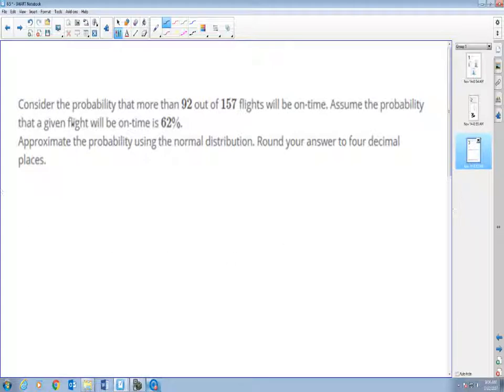Alright, let's consider the probability that more than 92 out of 157 flights will be on time. Assume the probability that a flight will be on time is 62%. So when you read this problem, you have a sense that this is a binomial distribution, because either the flight will be on time or not on time. So approximate the probability using a normal distribution. So the problem is telling me to use the normal distribution to approximate the binomial. Alright, so let's write down what we know.